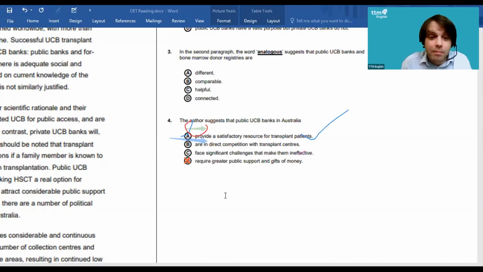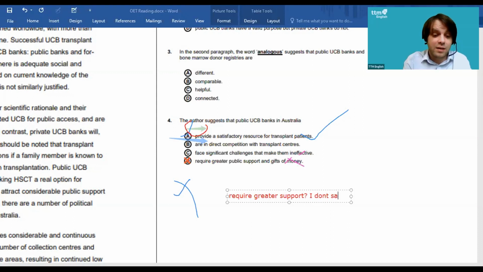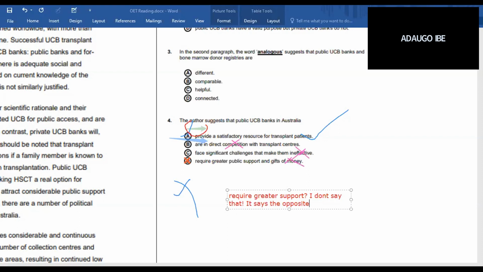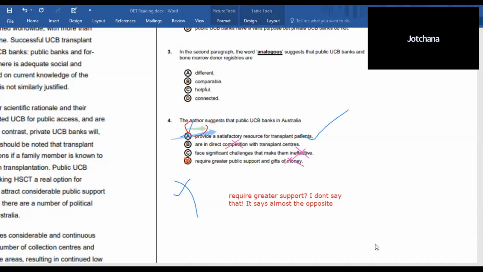We can eliminate D because it says they require greater gifts of money. It doesn't say that, right? It says satisfactory. It says almost the opposite. So I'm eliminating D. Drum roll, please, because we're going to finish the class. Can you all type in the chat box? I want to see what all 24 people are saying, so I can see the whole class.